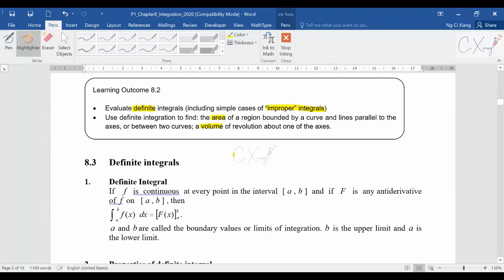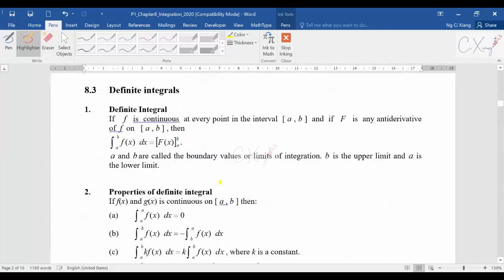You need to know that integration can actually be applied in finding the area and volume for certain curves and certain shapes and so on. Okay, so let's start with the definite integral first. I think you should know about it.